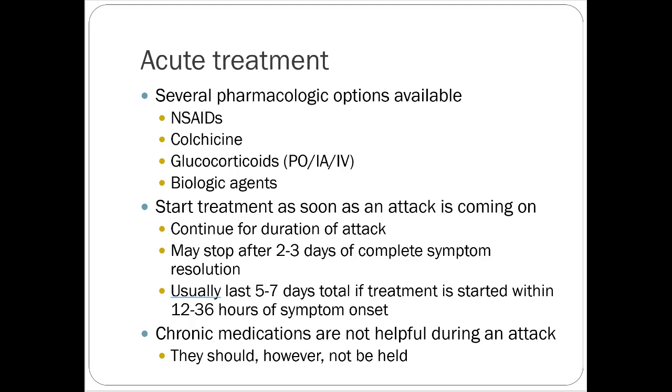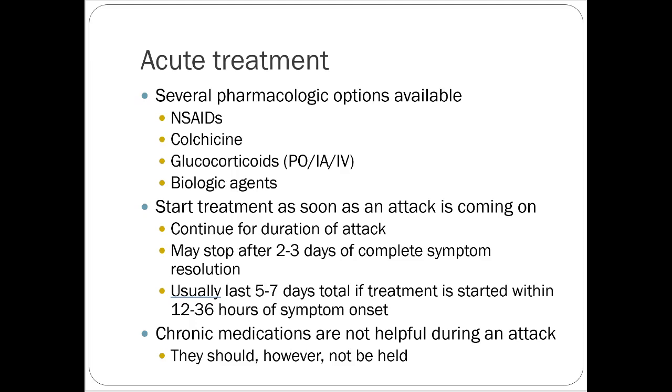Ideally, with gout, you're treating a gout attack as soon as it's coming on and continuing for the duration of the attack, and then probably stopping about 2 to 3 days after complete symptom resolution. Usually this lasts about 5 to 7 days total if you start it within 12 to 36 hours of symptom onset. The longer you go, the harder it is to get anywhere, and eventually the gout flare should go away on its own.